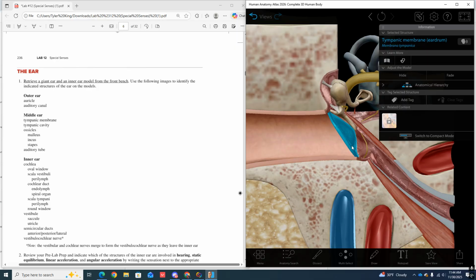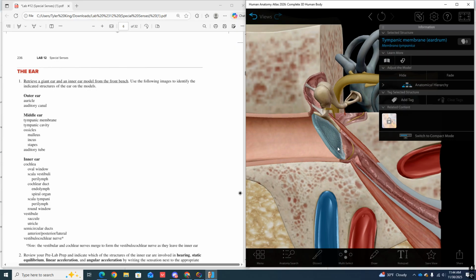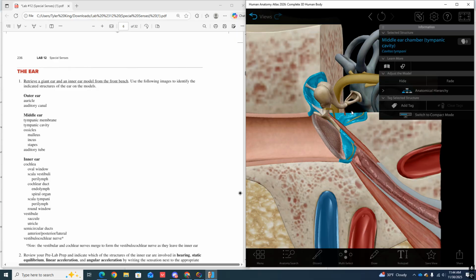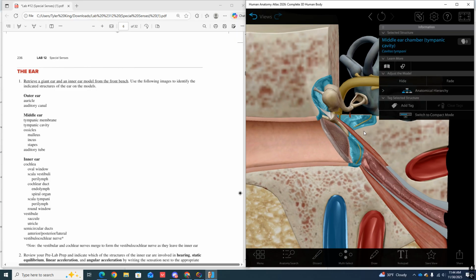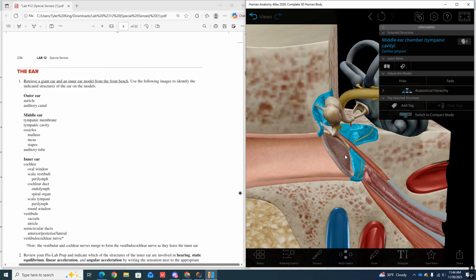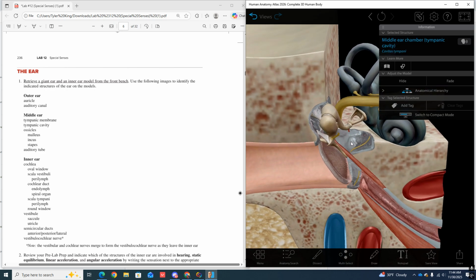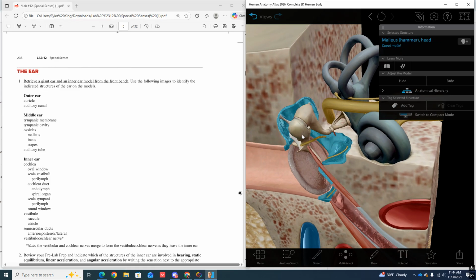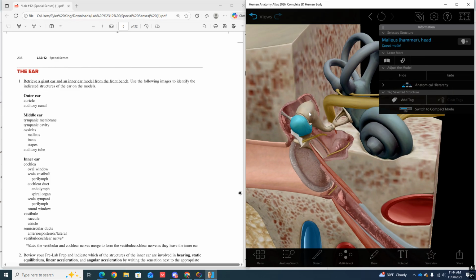The tympanic cavity is everything on the inside here, the middle ear chamber, for lack of better words. So, tympanic membrane, tympanic cavity. What sits inside the tympanic cavity are these little ossicles, these very small bones. Actually, believe it or not, the ossicles are the smallest bones in our body. That's what the name stands for, little bones.